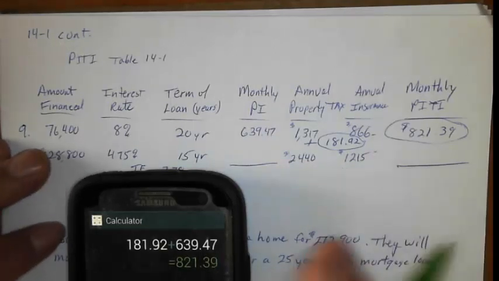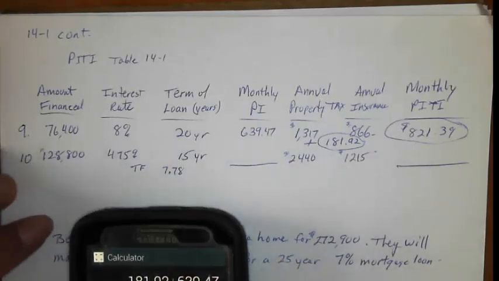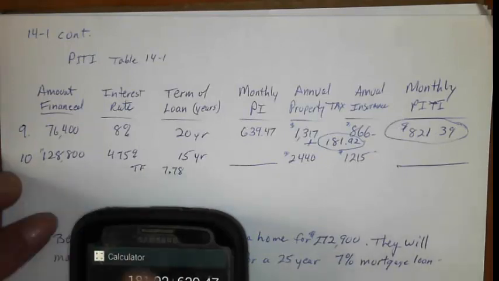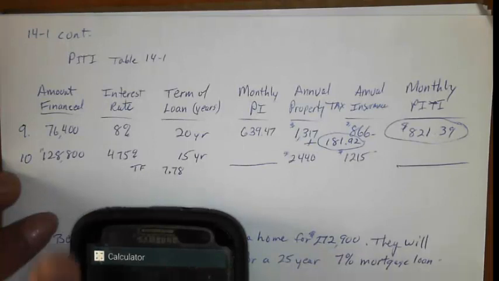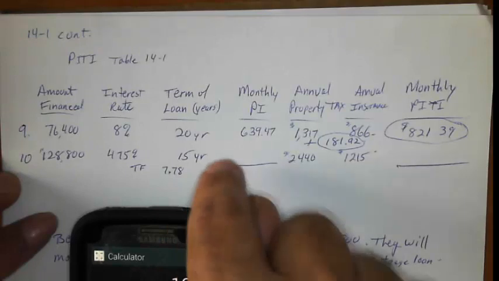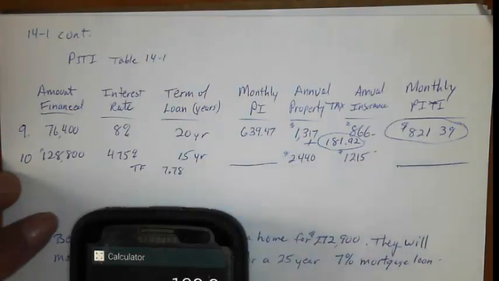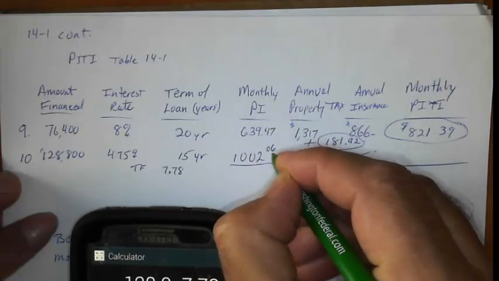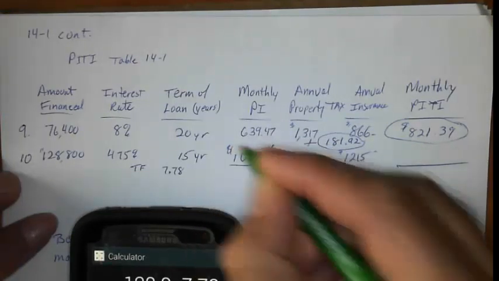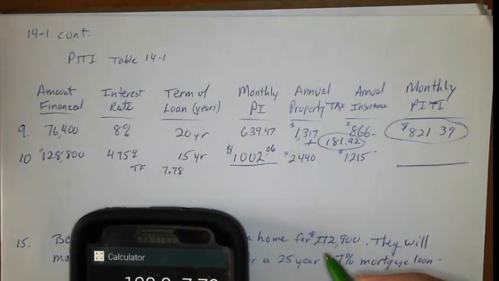You don't have to pay them all at once. So let's do one of these. Let's do 10. So our number of thousands, we're going to divide that by 1,000. So move it over 3. So 128.8. I looked up the table factor for us, just like what we did a few minutes ago, times 7.78. So it's going to be 1,002.06 as your monthly principal and interest portion.